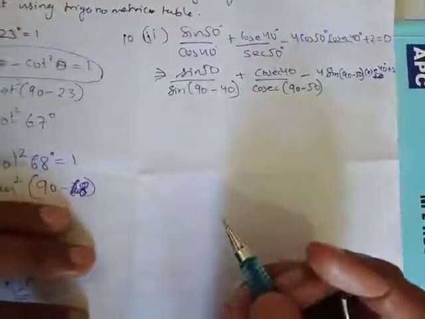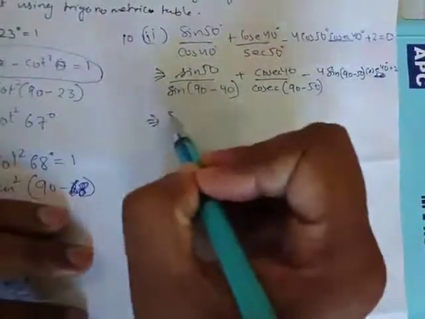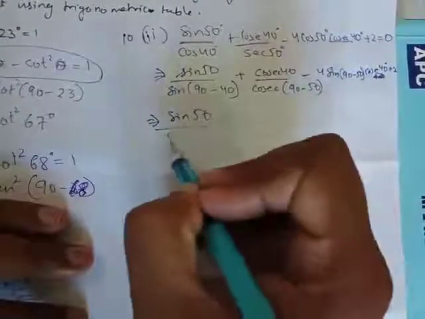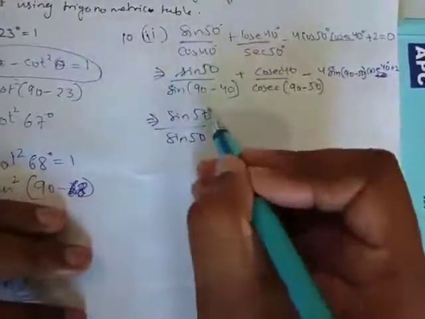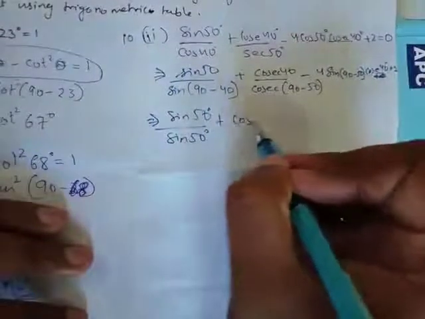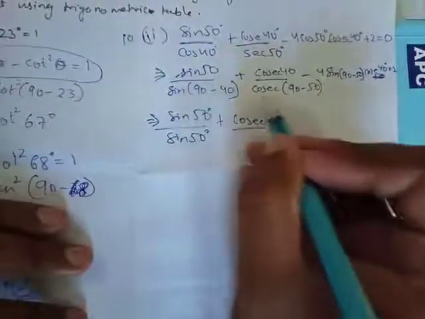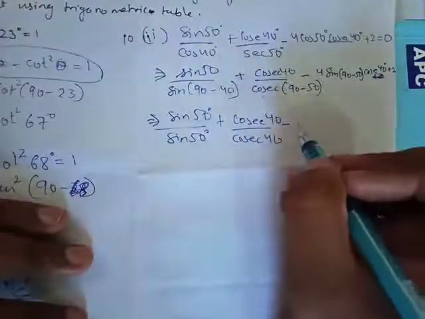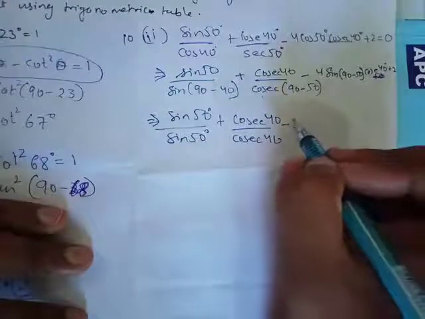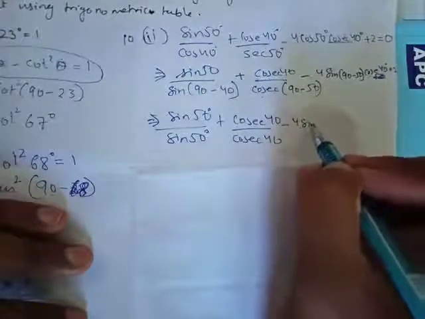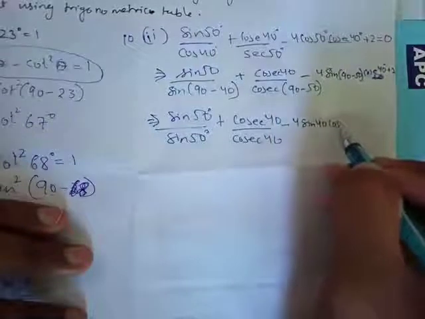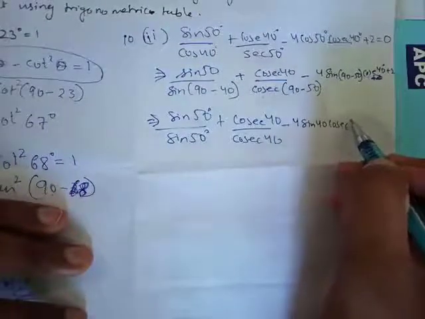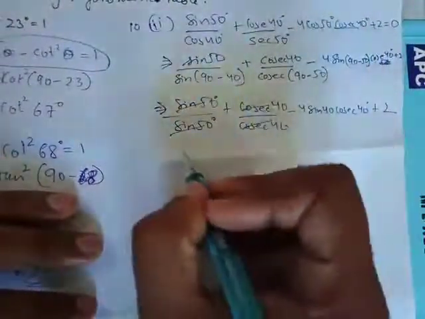I hope it's visible. Now if I change this out, I'll have sin 50 upon sin 50. Don't forget to put the degree. Cosec 40, and this becomes cosec of 90 minus 50, which is 40, minus this becomes, if you see carefully, sin 40 and cosec 40, plus 2. Now this and this can be cancelled out, this and this can be cancelled out, so what's over here?